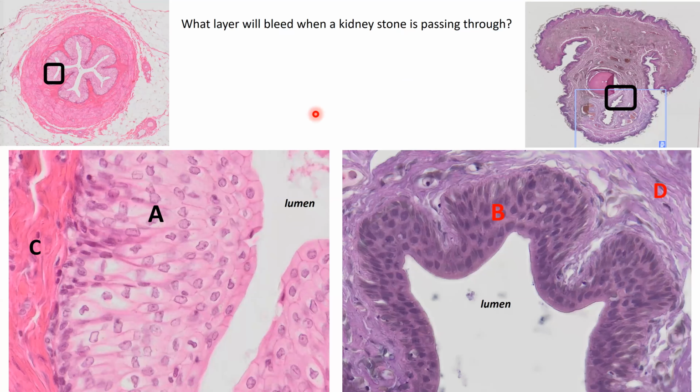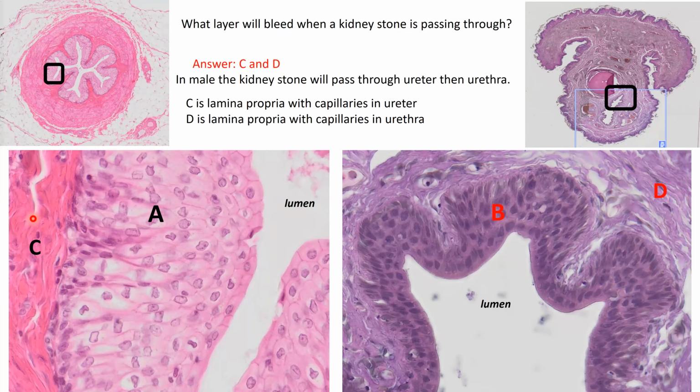And what layer will be bleeding? We covered this. Only if the stone hits the, let's see, it's here, the C or the D, meaning the capillaries in the lamina propria. Otherwise, no bleeding, because transitional epithelium and stratified columnar epithelium are avascular. The end.